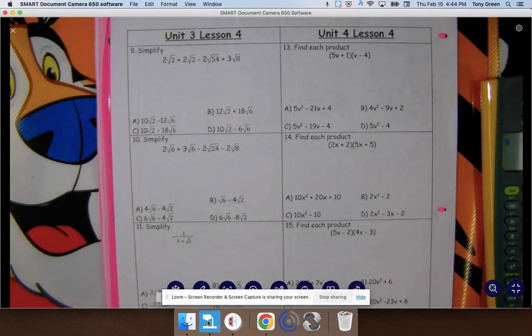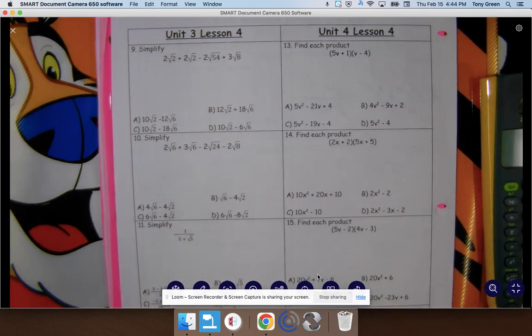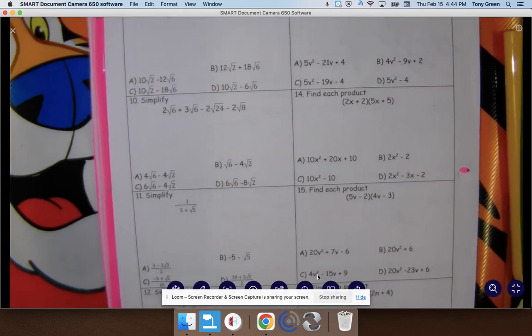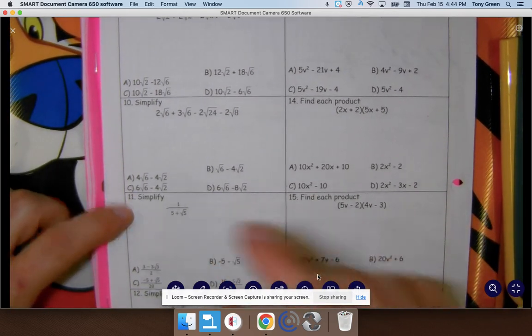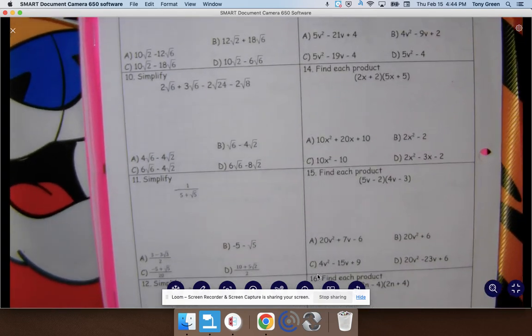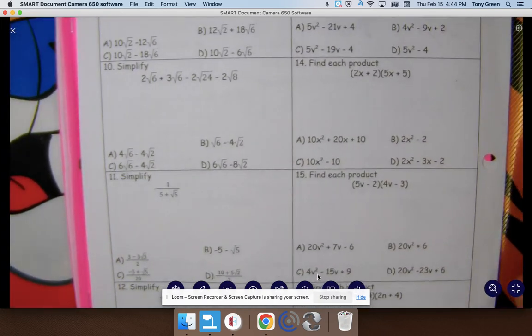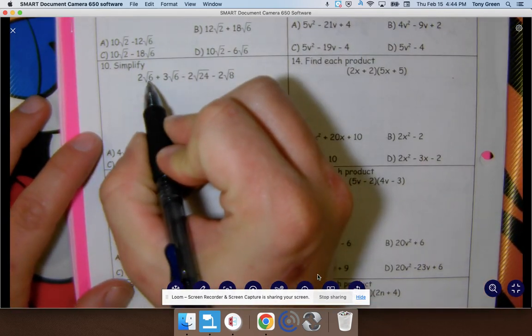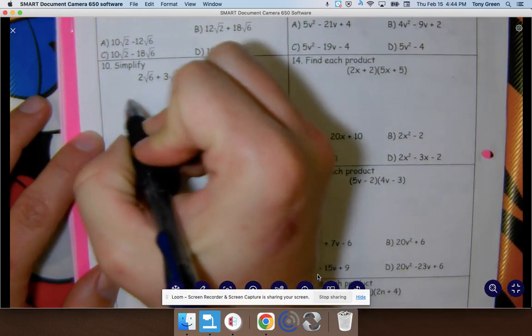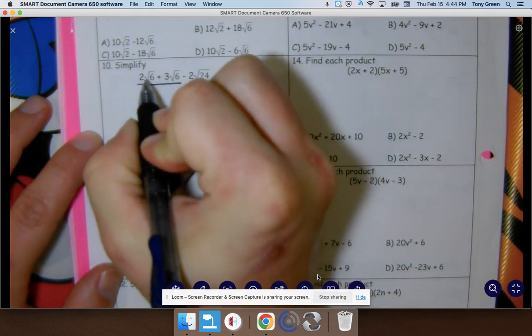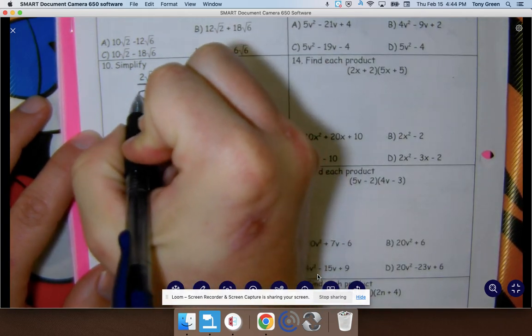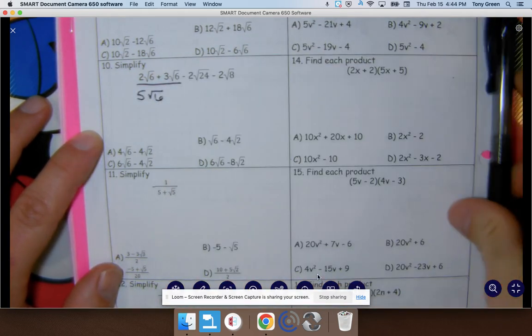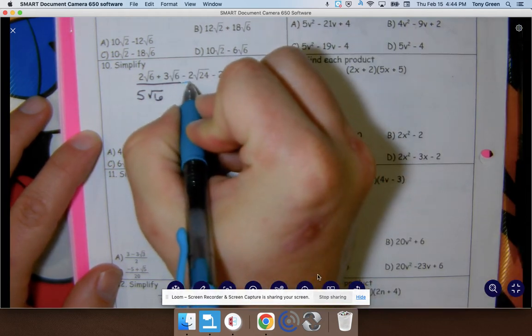All right. What we want to do is, let's do number 10. And then I'll show you how to do 11 and 12 because this is something different. Okay, so number 10, I'll show you how to do it by hand, or you can just type it in the calculator. Now, square root of 6 is already simplified, so we're going to go ahead and combine these two. 2 square roots of 6 plus 3 square roots of 6 is 5 square roots of 6. Now, we'll go ahead and simplify this.